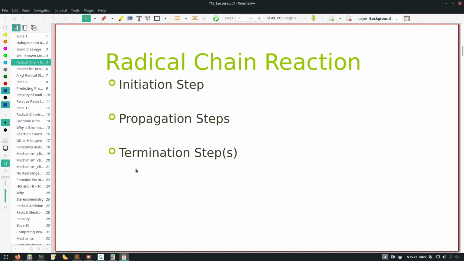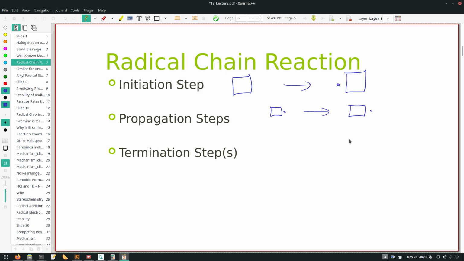Okay, those are always going to be your 3 steps. Now, there might be many more steps in each one of these, but you're always going to have an initiation step where you take a stable molecule and you turn it into radicals of some kind. Propagation steps always have radicals forming radicals. And there's typically at least 2 of these steps always. There can be more, but they're always going to have the same type of thing.